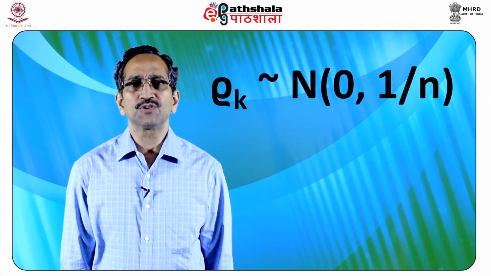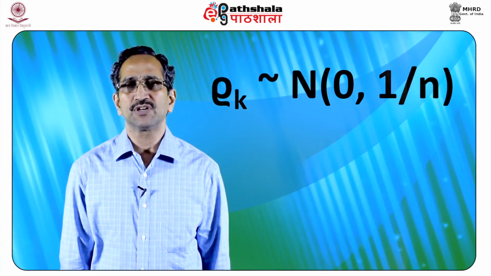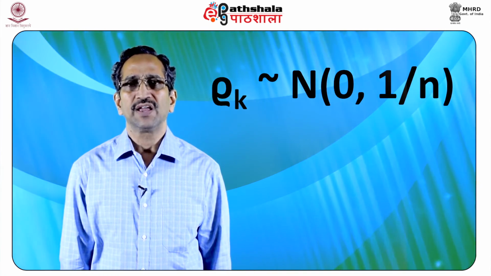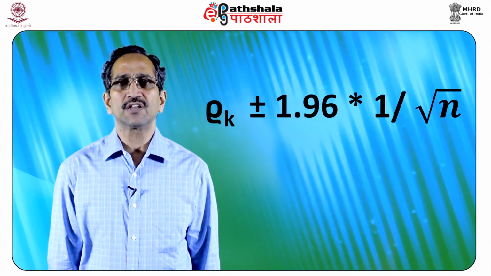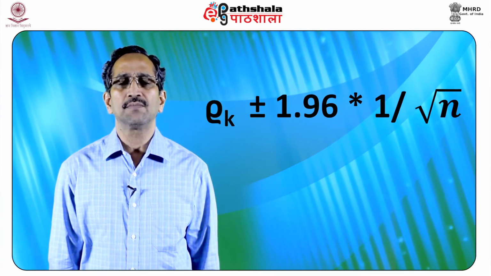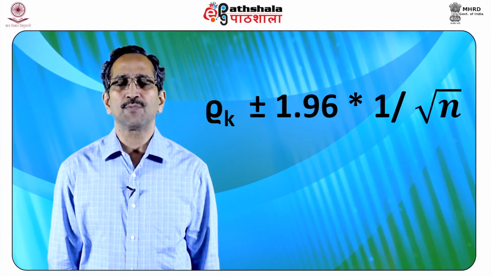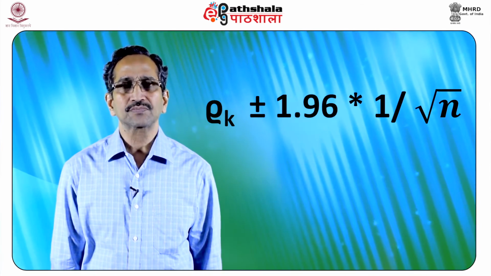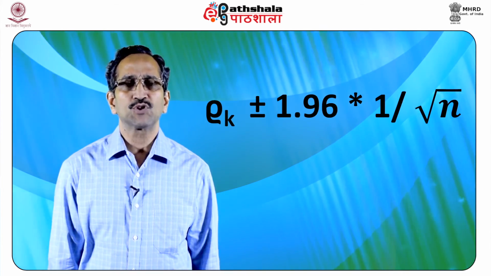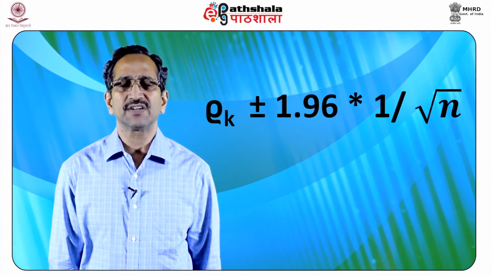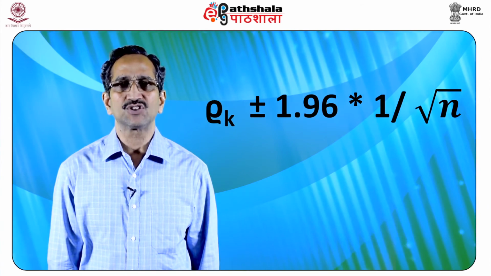Now, what we've observed is that this rho k, we are assuming, is distributed normally with mean 0 and variance 1 by n. At 95% confidence interval, the limits would therefore become rho k plus minus 1.96 into 1 upon under root n. This gives us the confidence interval at 95%. I am sure you would all know at 95% the value of Z alpha by 2 is 1.96.